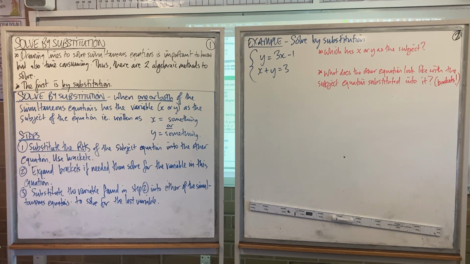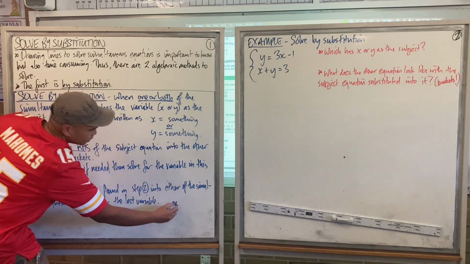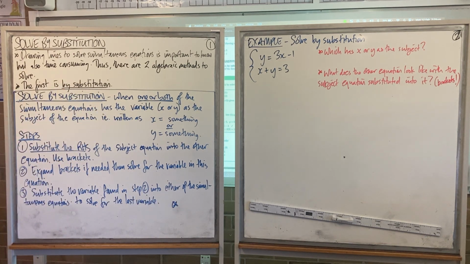So step 1, substitute the right-hand side of the subject equation into the other equation. Use brackets for this. Step 2, expand brackets if needed, then solve for the variable in this equation. And then lastly step 3, substitute the variable you find in step 2 into either of the simultaneous equations to solve for the last. Once again, this is just like those steps that I gave you on Friday. You would have been sitting there going, what the hell does all that mean? And then when we actually do an example, you see what the steps mean. So can I just ask you to get the steps down, and then we'll do an example to show how those steps actually work.